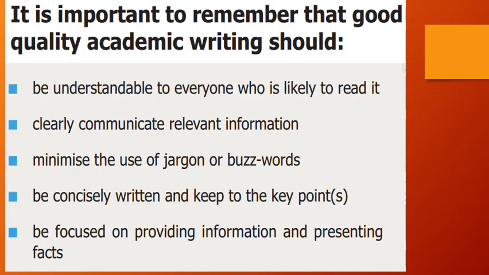This is why it is important to do what? It is important to remember that if you want to write good quality academic writing, what you are writing should be understandable. That means everybody understands when they read it. Clearly communicate relevant information. All the information that is present should be clearly presented. Minimize the use of jargon, terms and buzzwords. Be concisely written and keep to the key points.